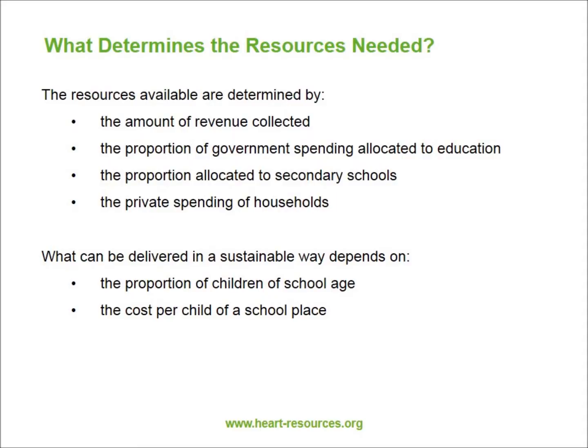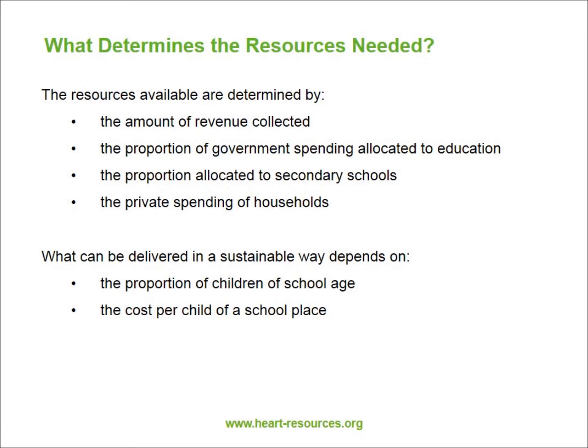A high growth, low enrollment country, with high population growth, may have 2 or 3 times as many children per working age adult as a post-demographic transition country does. Their task is much more difficult. I've already commented on cost per child of a school place.